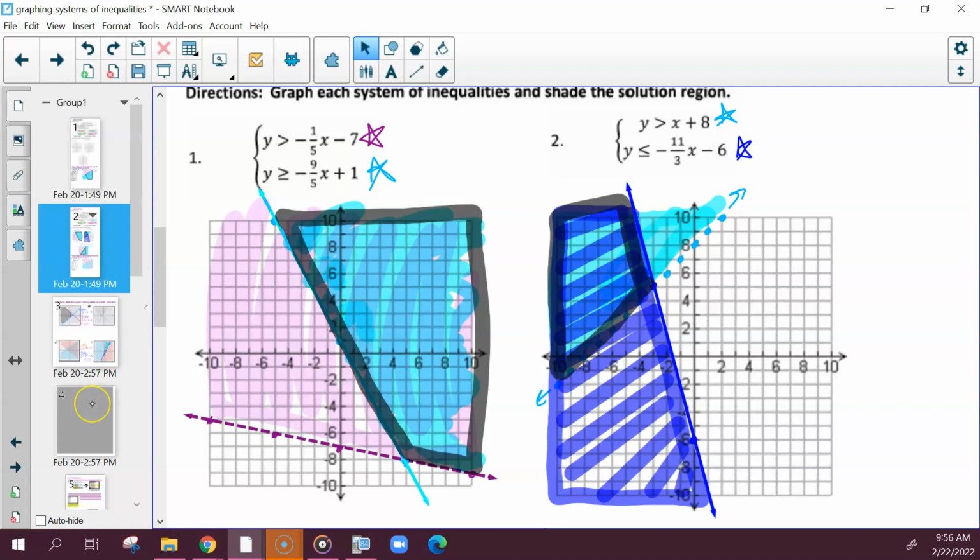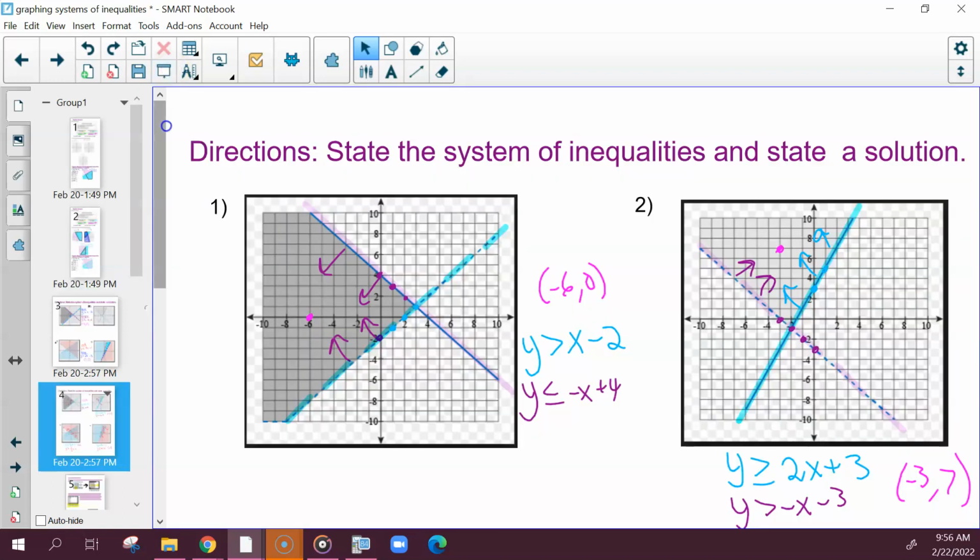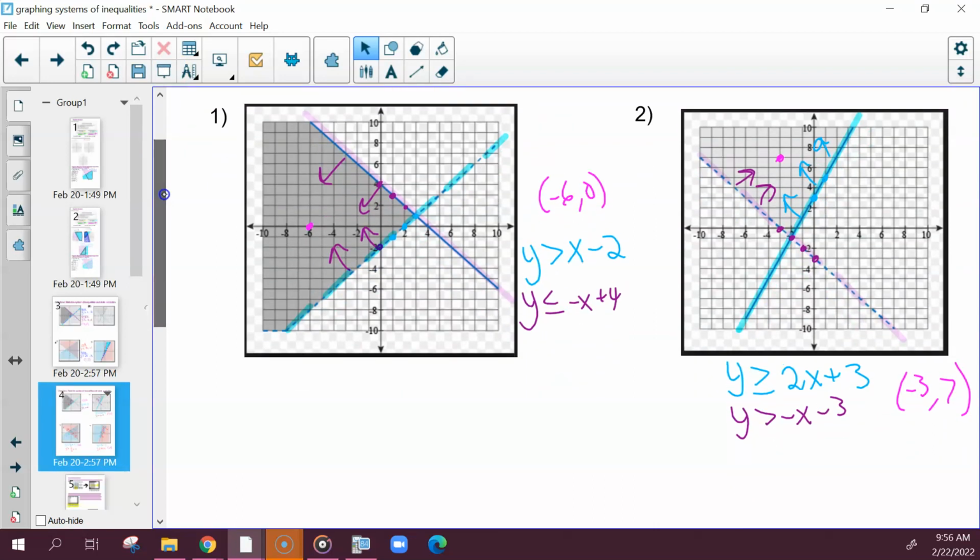On the second page, number 2, your two inequalities were y is greater than or equal to 2x plus 3 and y is greater than negative x minus 3. And then you can pick any point that's a solution. Questions on that, Kayla? Stop talking, please.